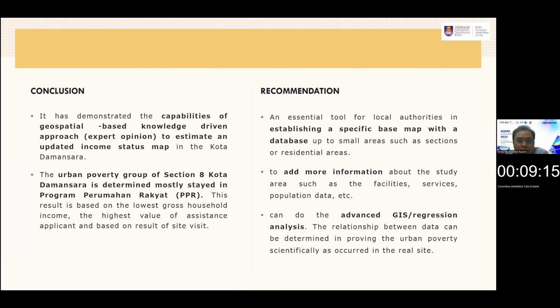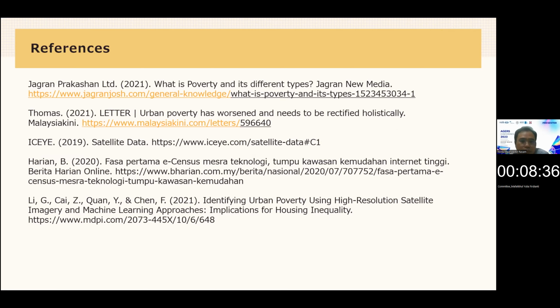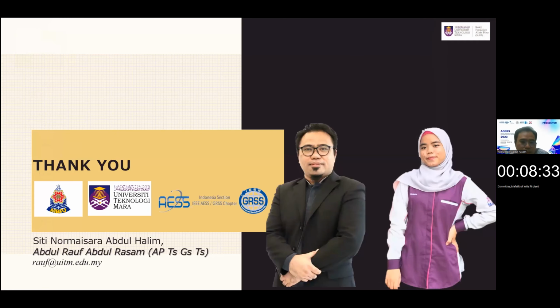For the recommendation, we believe that this is a very good tool because the combination of geospatial and expert opinion tries to replace the manual or existing method. However, we believe there are some considerations we need to make in this study area. First of all, add more information, especially on facilities, services, and population data. And maybe we can do advanced GIS regression analysis or artificial intelligence and machine learning to get better results or also planning strategies. So that's all, ladies and gentlemen. Thank you for your kind attention.